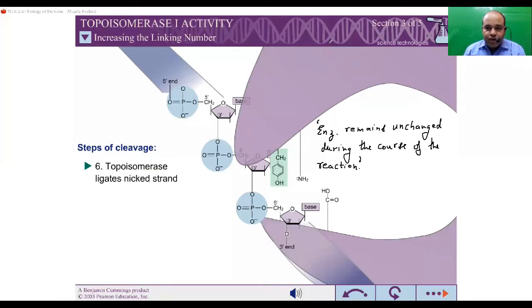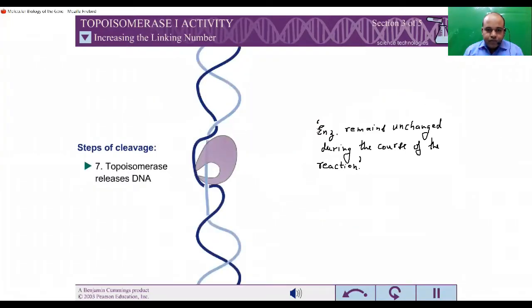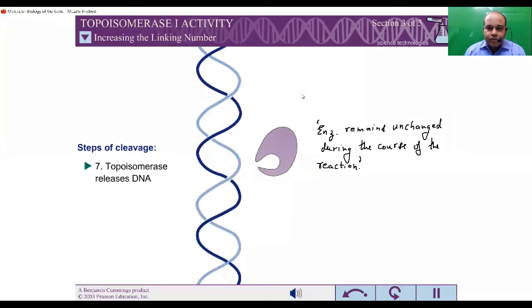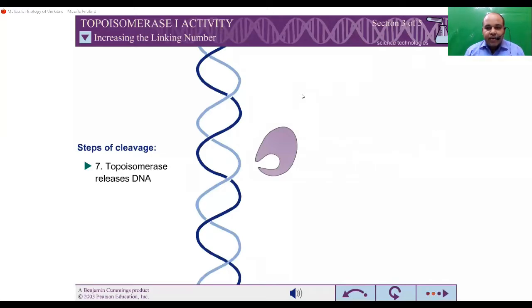And this is what is going to happen. Finally, the topoisomerase undergoes another conformational change, opening up and releasing the DNA. So now the topoisomerase will undergo another conformational change and it will be releasing the DNA molecule. So this is how topoisomerase works. इस तरीके से type 1 topoisomerase work करता है.